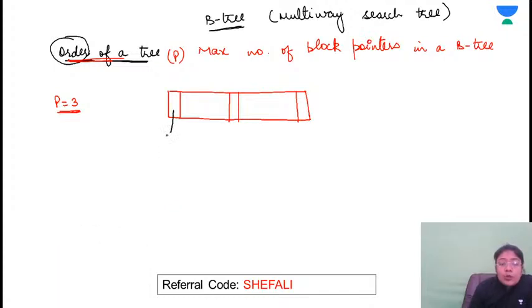This is block pointer 1, this is pointing to the next node. This is another block pointer. This is the third block pointer. So if 3 block pointers are possible, then how many keys you can store? One key will be stored here. Let me call this K1. This is another key. So only 2 possibilities are there. And if it's a B tree, then with every key there is a record pointer.